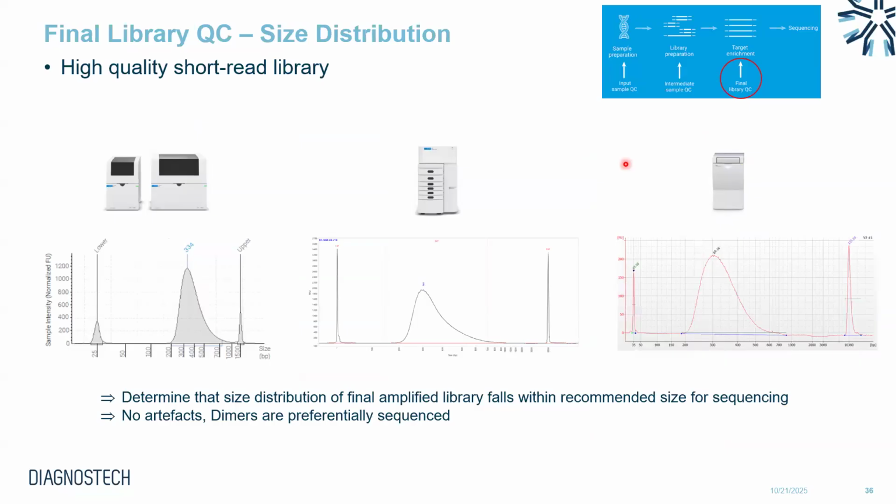So here are some examples of final library QC, specifically looking at size distribution. These are examples of high quality NGS libraries run on 3 different Agilent systems: our tape station, fragment analyzer, and bioanalyzer. And as you can see, it's a good quality smear. There's no artifacts or adapter dimers. There's no additional unwanted peaks. And with this, we can determine the size distribution of the final amplified library and also check that it falls within the recommended size for sequencing.